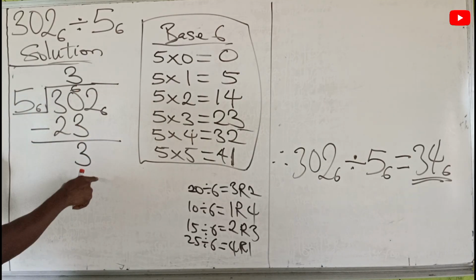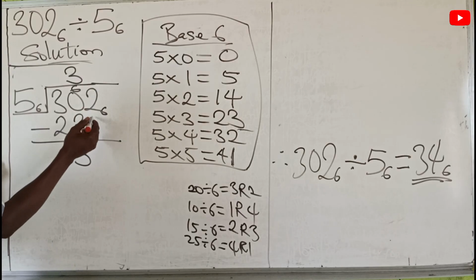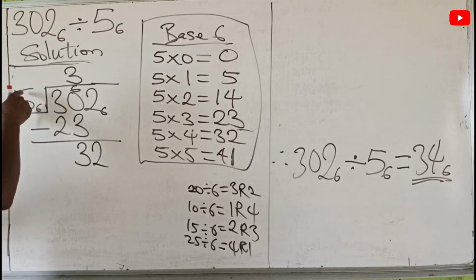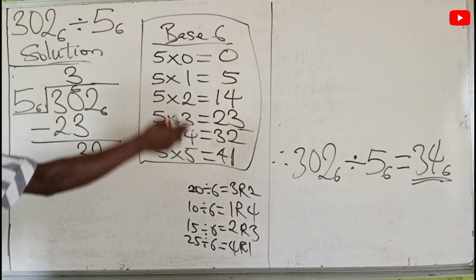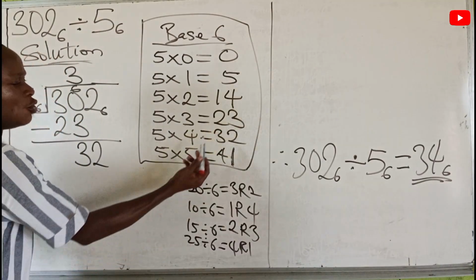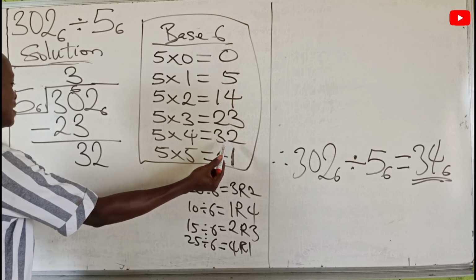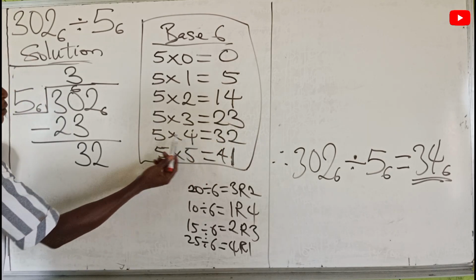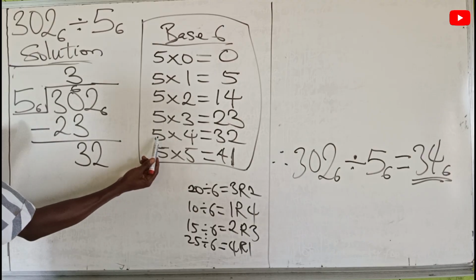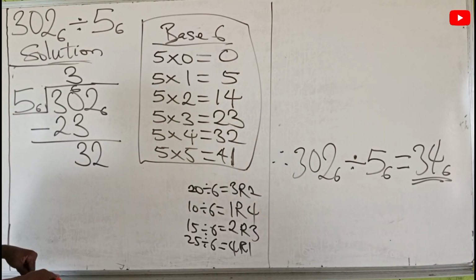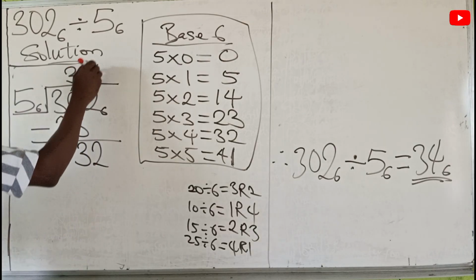Now we bring down the next digit, which is 2. So let's bring down the 2 here. We now divide. 5 divide 32. Let's check here. If you check from the multiplication table, we are actually having 32 there. And 32 is obtained when 4 multiplies 5. That means 5 divided 32 is 4, according to base 6. So our answer there is 4.